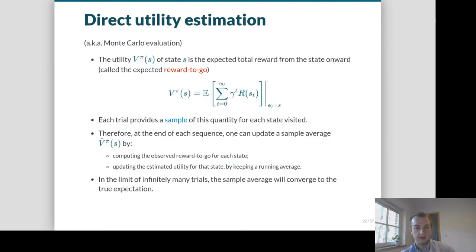But you can go around that. And the first way is to remember the very first definition that we give to the goodness of a policy, so to the utility of states. And so the algorithm which will be based on that is called direct utility estimation, or also Monte Carlo evaluation.